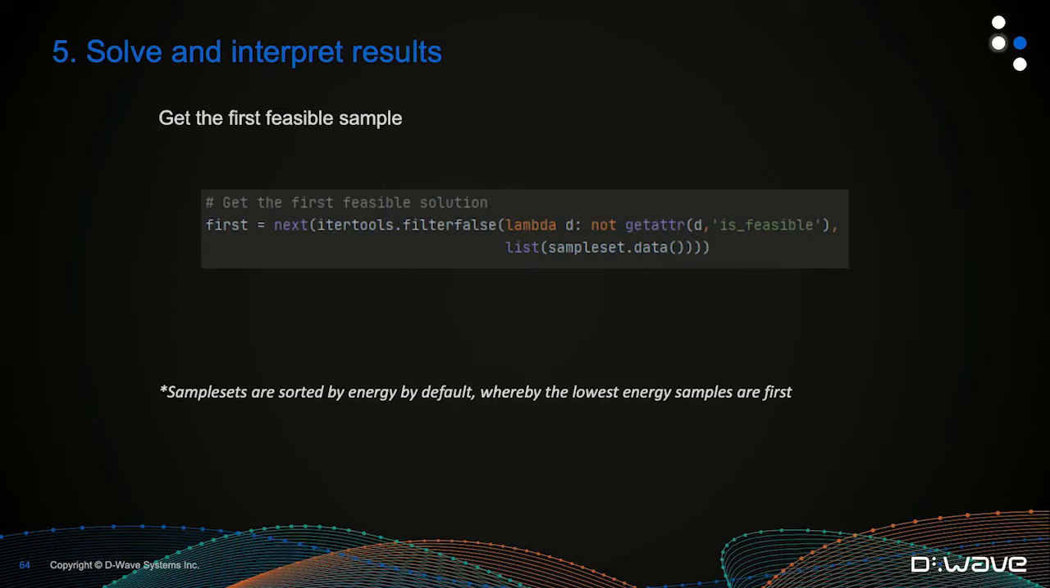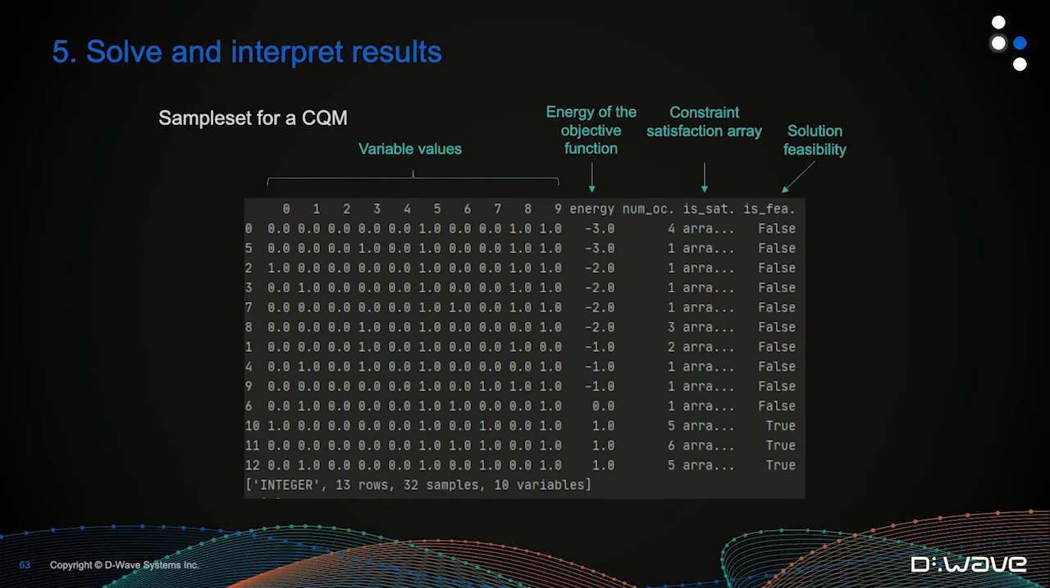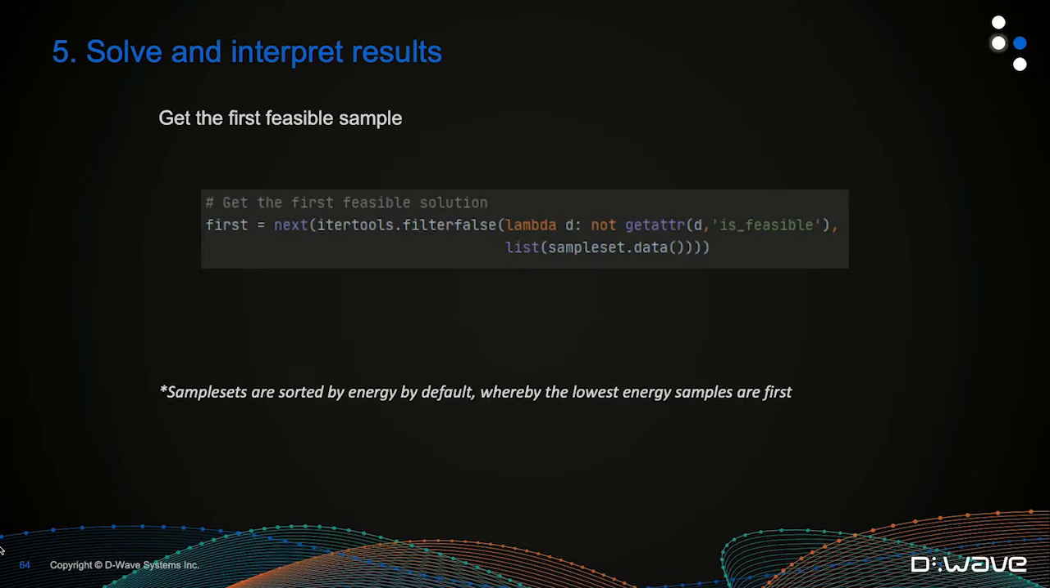All right, so you did see that in the sample set, actually, I'll go back for a moment. The samples in the sample set are ordered in terms of lowest energy. So the first sample returned here has the lowest energy of -3, but it's not feasible. So if you wanted to get the lowest energy feasible solution, the way we recommend is through using itertools and the filter false function. So this is how you would get the first feasible solution.